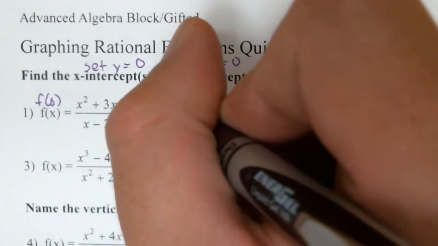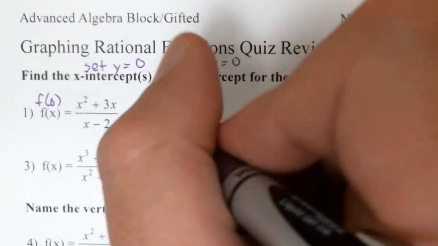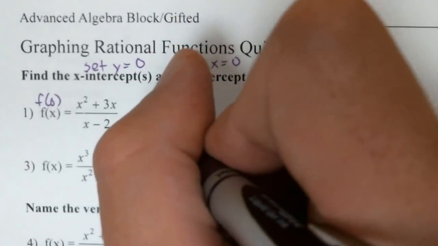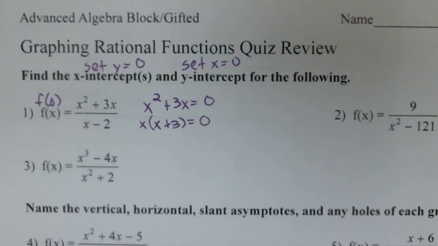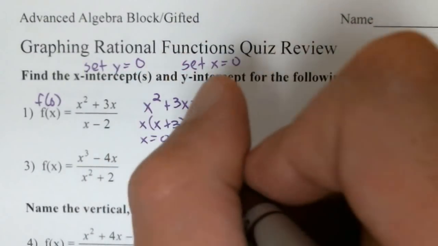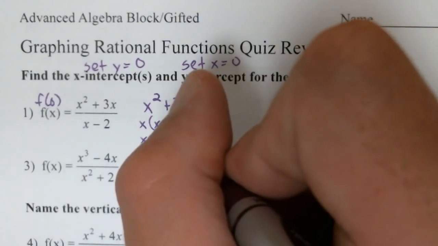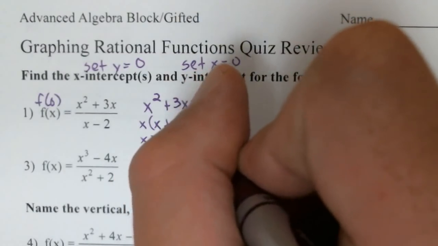So I've got x squared plus 3x is equal to 0. Okay, so I solve that. That's a GCF, so I'm going to pull out an x. That will leave me with x plus 3. So set each one of those equal to 0. One of them is going to be x equals 0. And then if I set x plus 3 equals 0, I just flip the sign. So I get x is 0, and I get negative 3.